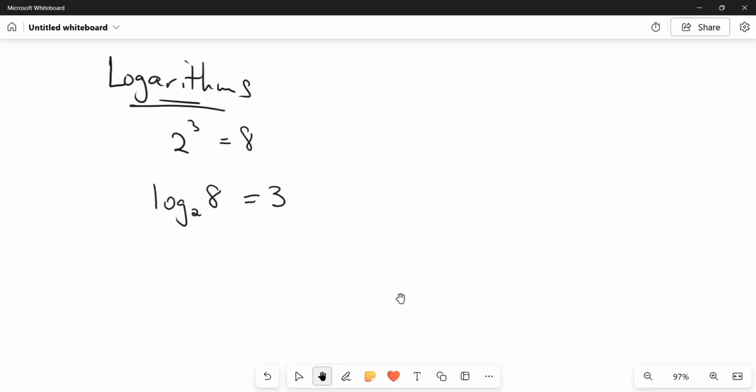All right, some more examples. Let's say the logarithm of 9 with a base of 3 is equal to 2, right? Which is the same thing as saying 3 to the second power equal 9.